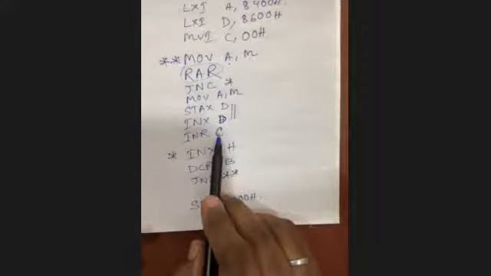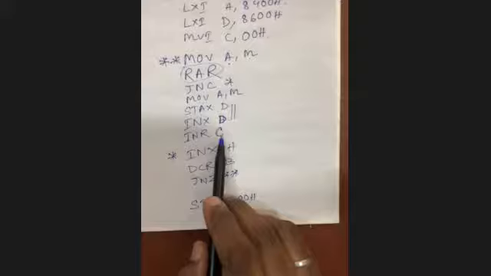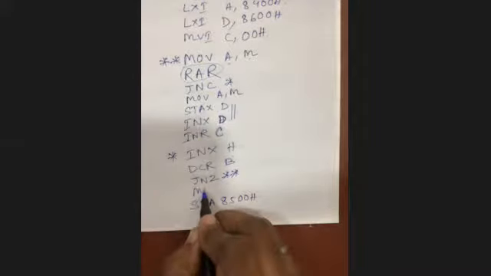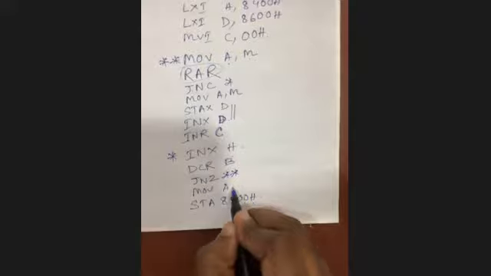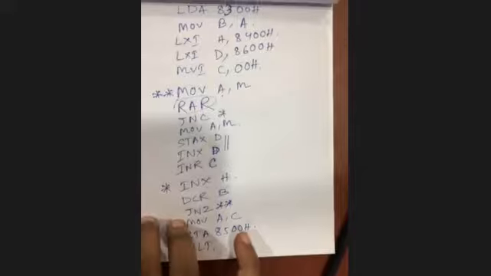But I want to copy the content. I want to transfer the content of C, not the content of A. So how will it be done, sir? Move A, comma C. Right? Yes, sir. And the last line should be HL, 8500H.